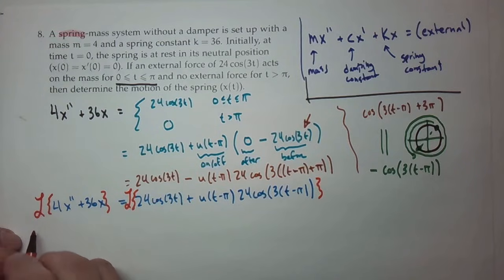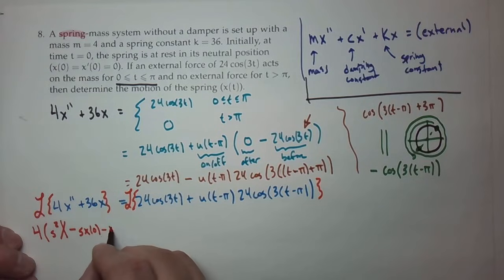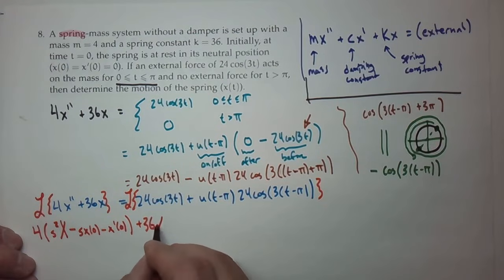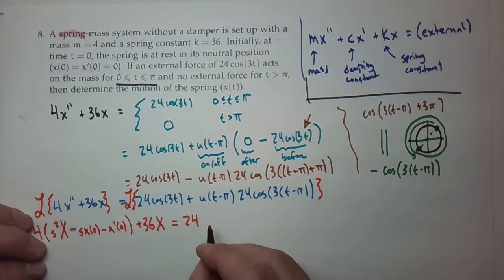So, on the left-hand side, we get 4 times the Laplace transform of x double prime. What will that be? Well, on our formula sheet, it's s squared capital X, subtract, and now I double check, s times little x of 0, subtract little x prime of 0, plus 36 capital X. On the right-hand side, 24 is a constant. Laplace of cosine 3t.